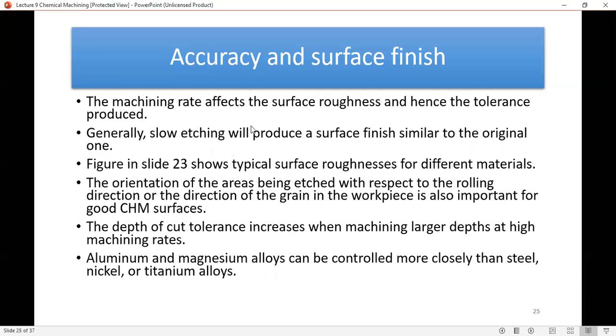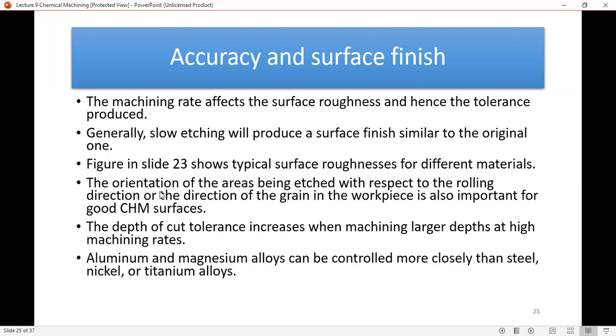Again, accuracy and the surface of machining. Machining rate affects surface roughness and hence the tolerance produced. In general, if you do slow etching, you produce surface finishes similar to the original one. The slide just now shows the typical surface roughness of different materials. That's the graph that we looked at just now.